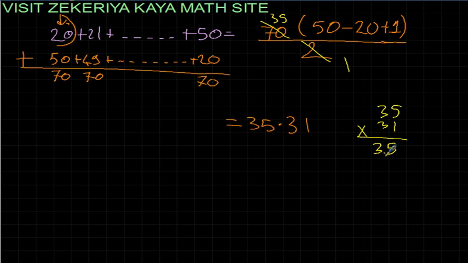35. 3 times 5 is 15. We have 1. 3 times 3, 9 plus 1, 10. Let's add the numbers. 5, 8, 0, 1. You see, we have the same result.